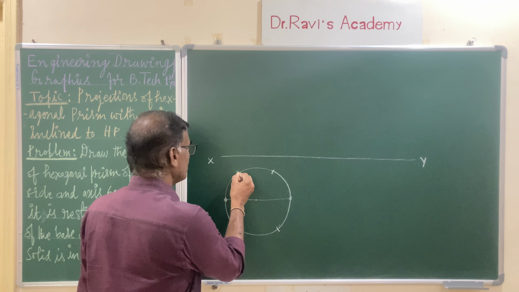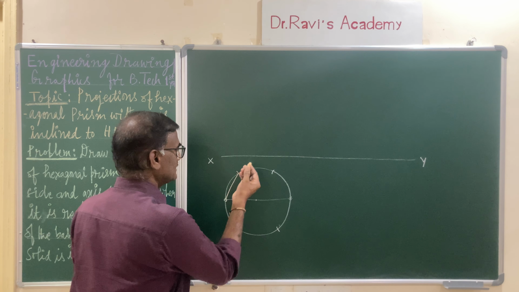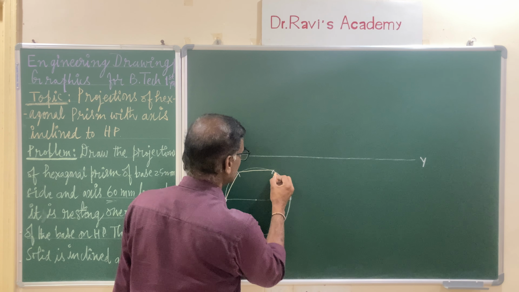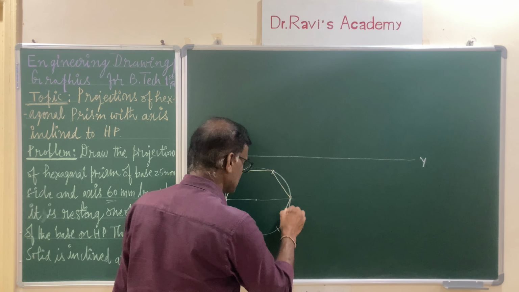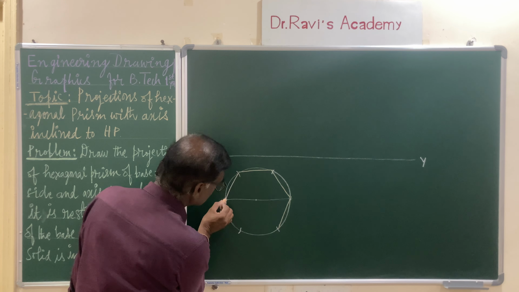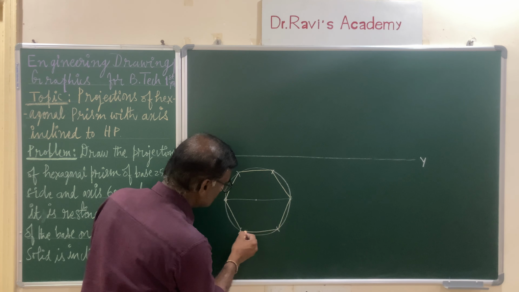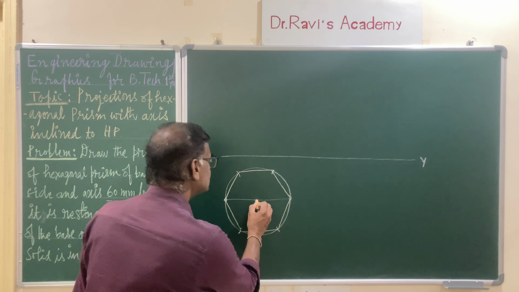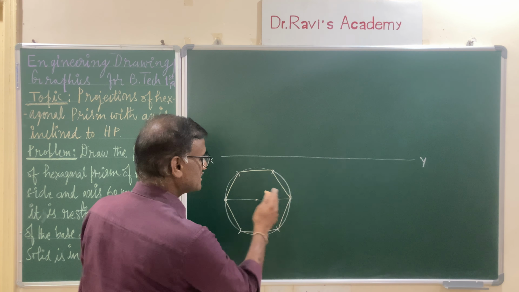You mark it with an HB pencil. I am marking with an HB pencil. My red color chalk is for the HB pencil. So let us look at this. You got the regular hexagon such that it is resting on the corner.